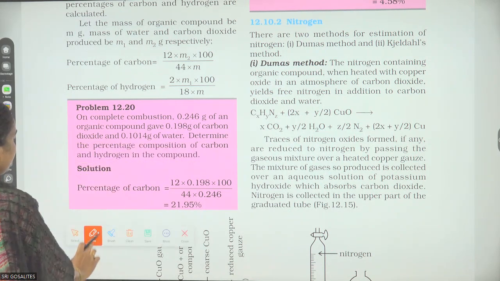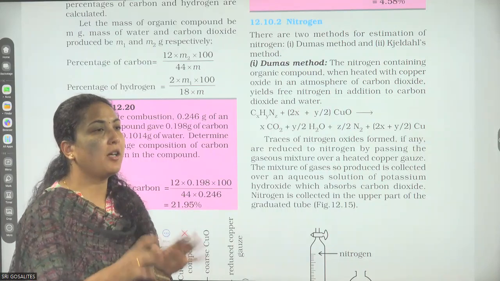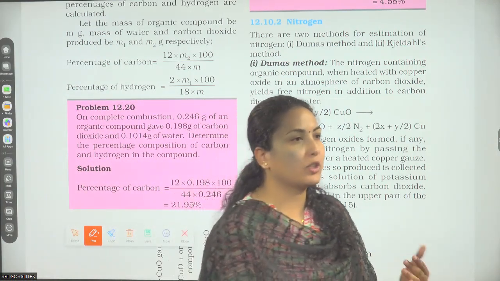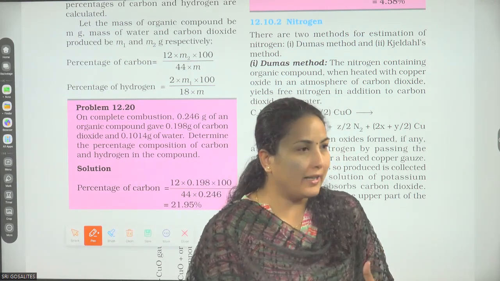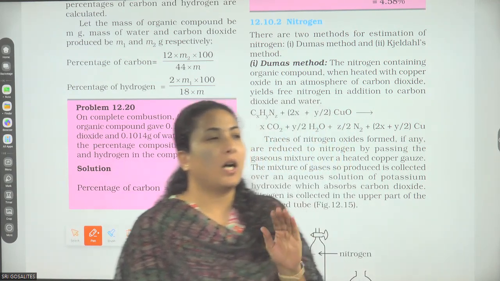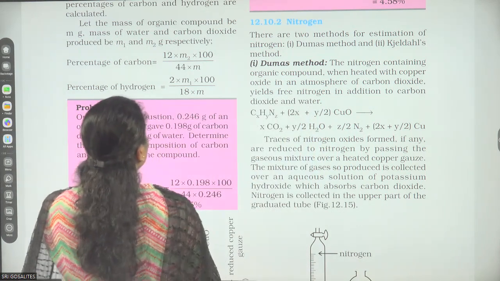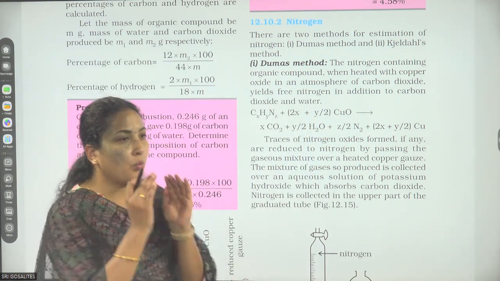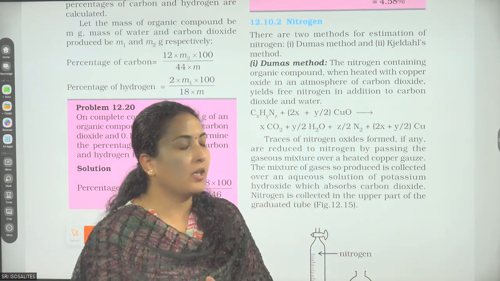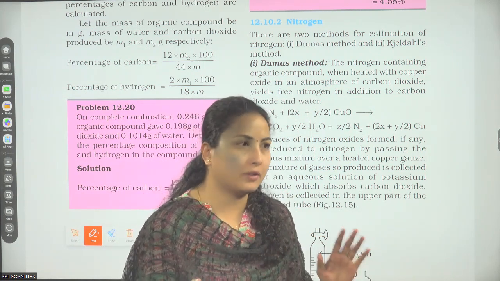In this particular question, sometimes they may ask you to identify the percentage of carbon, the percentage of hydrogen, the percentage of nitrogen, or any halogen, or sulfur, right? How do we go for it? You just need to remember one thing: the form into which that particular element is getting converted. If you remember that, you just have to apply the mole analysis after that.